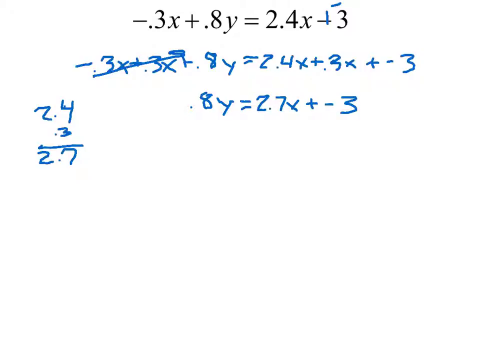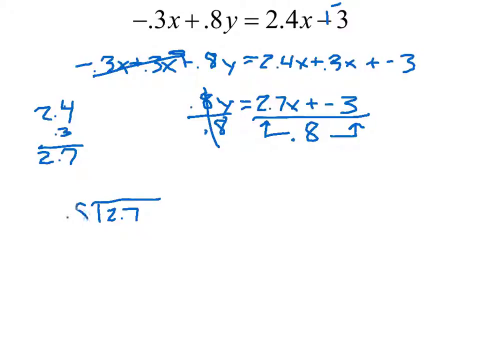Divide by 0.8. That's a great inverse operation. One of my favorites. All right. When we divide by 0.8, we need to make sure that we divide the entire side by 0.8. So that means we've got two divisions to do, 2.7x. So that's 2.7 divided by 0.8. This is another place where we have to be very careful, making sure our decimals are in the right place.